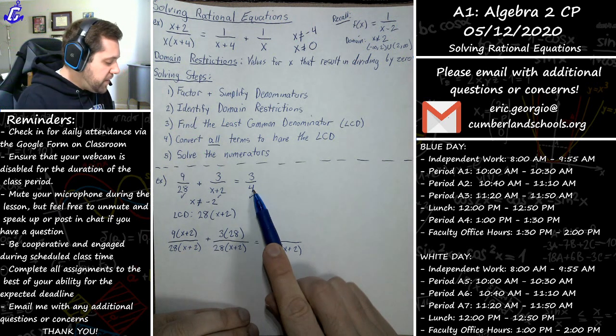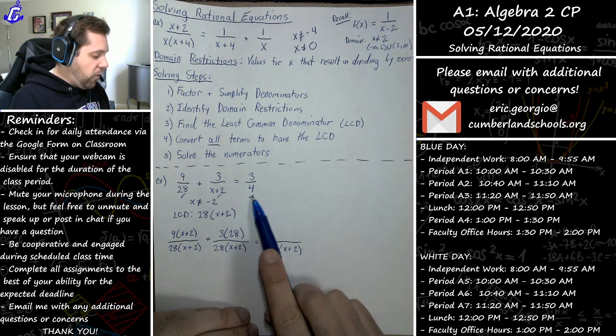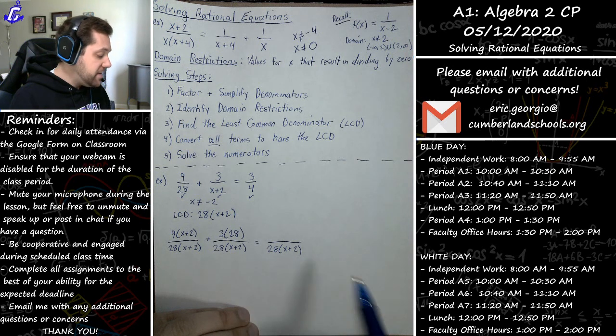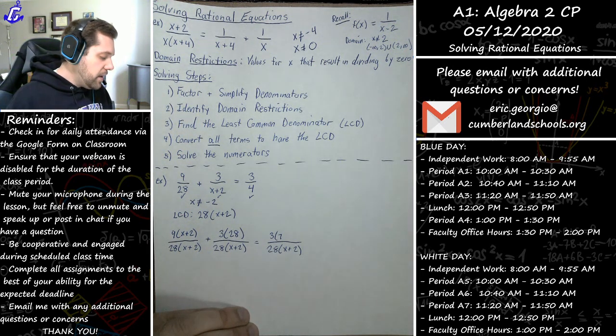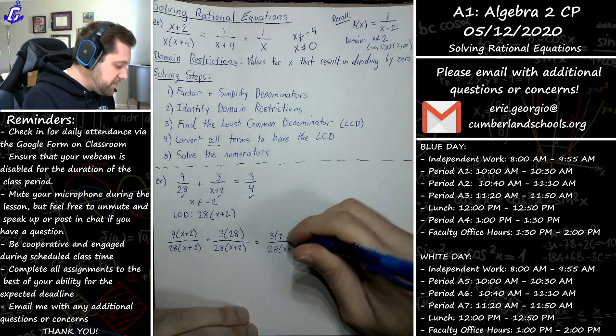What do I need to do to make this look like this? Well, to get from 4 to 28, I need to multiply by 7. So I'm going to take the 3 that's already there and multiply by 7. I also need to multiply by the x plus 2 as well.